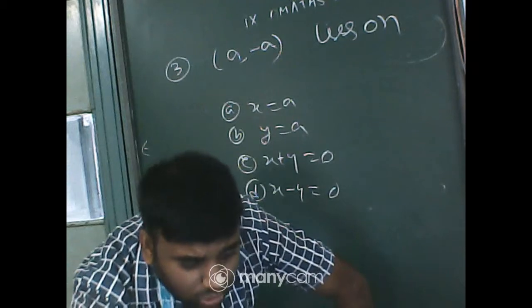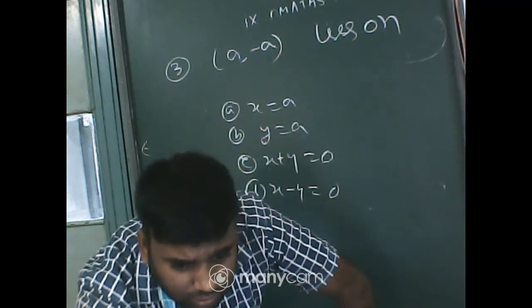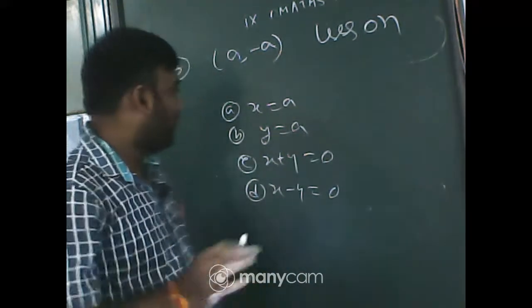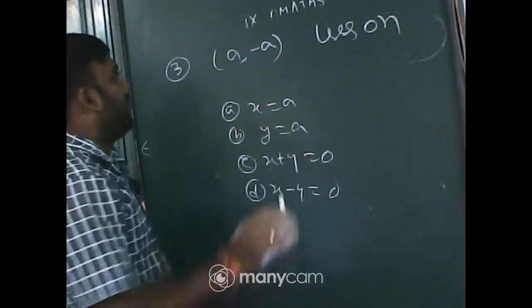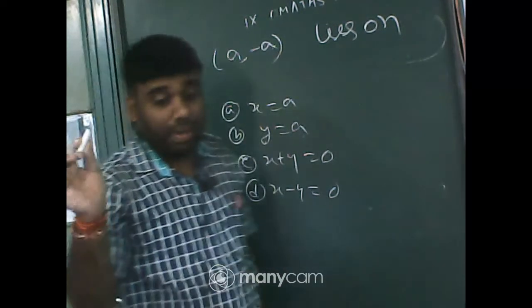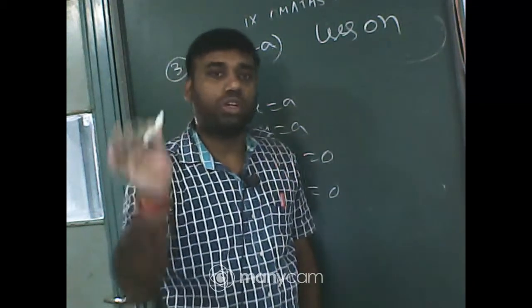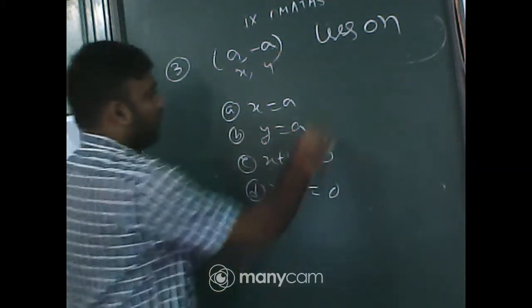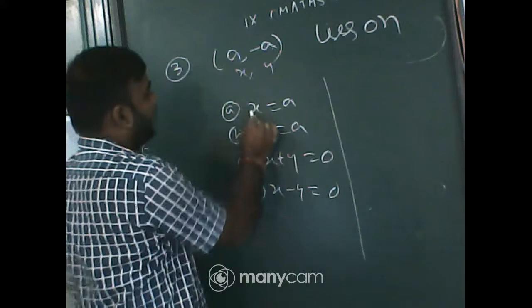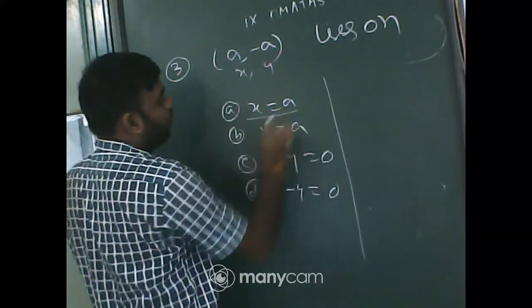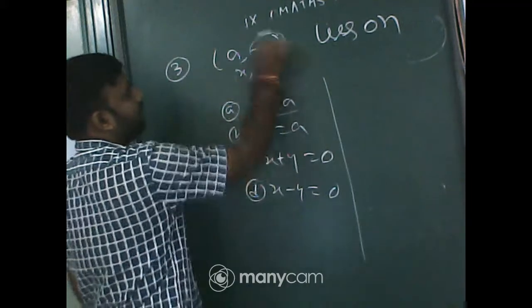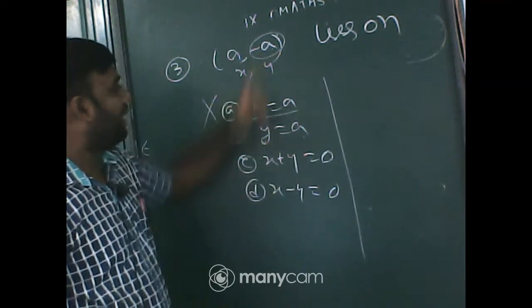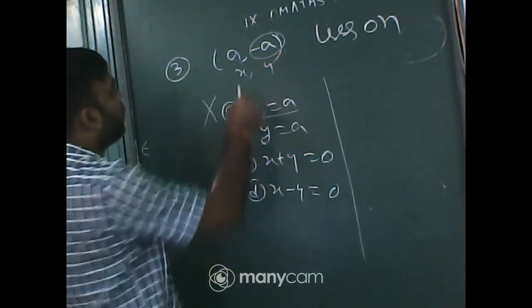Okay, Suhit answered. So this answer was also first given by Riddhita. First of all, students, (a, minus a) means it is a solution of some equation. That point is x, that point is y. Now I am checking how to check. For x equal to a, I put y equal to minus a, so that answer is not right. Same for y equal to a.